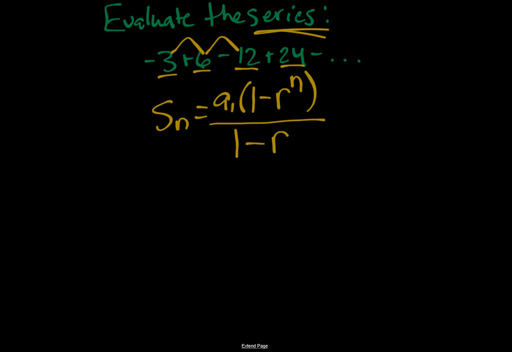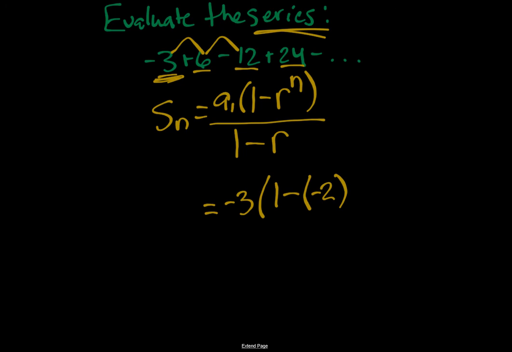So let's actually plug it in. A1 is negative 3, because remember that's your first term. Now, we just said my common ratio is negative 2. Where people mess up is they write 2 here. Well, we're not subtracting 2. We're subtracting negative 2. So we need to put subtraction, and then R is negative 2. So make sure if the R is negative, go ahead and put it in parentheses and make sure you are subtracting that negative.